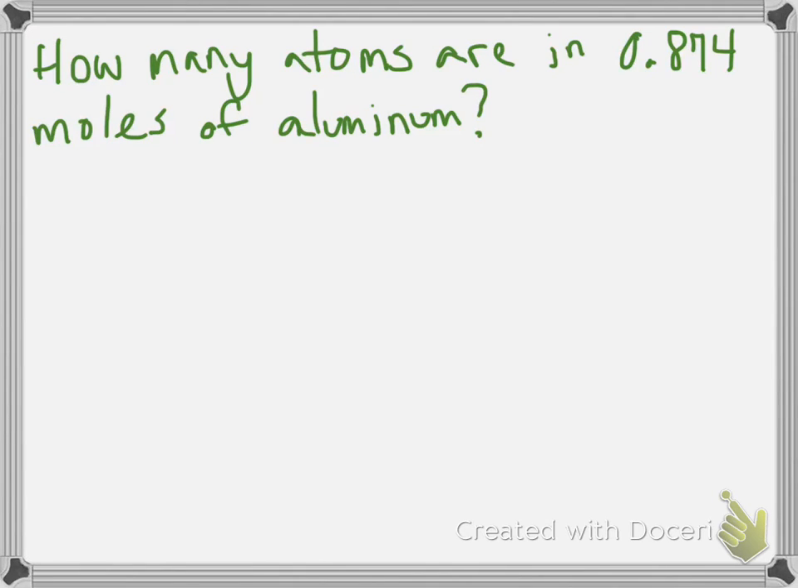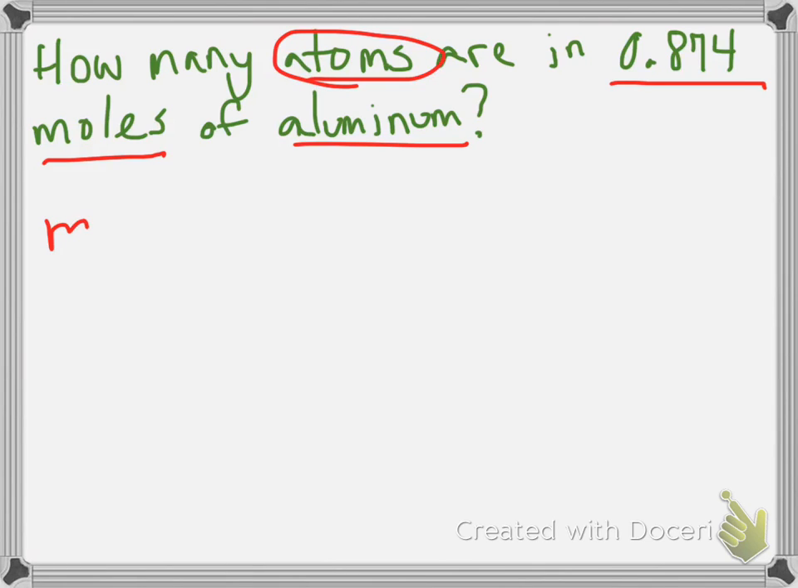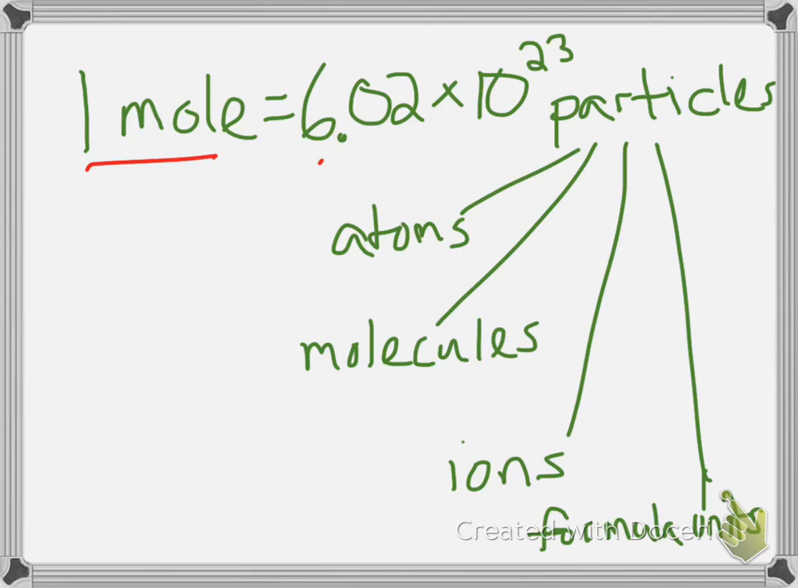So when you approach a problem, the first thing you need to do is annotate. You need to figure out what are we given and what are we trying to find. So this question says, how many atoms are in 0.874 moles of aluminum? So how many atoms, so atoms is our unknown, are in 0.874 moles of aluminum? That is our given. So we're going from moles, we need to convert from moles into atoms. Now I know that 1 mole is equal to 6.02 times 10 to the 23rd atoms.